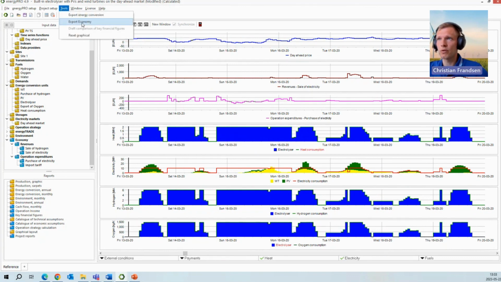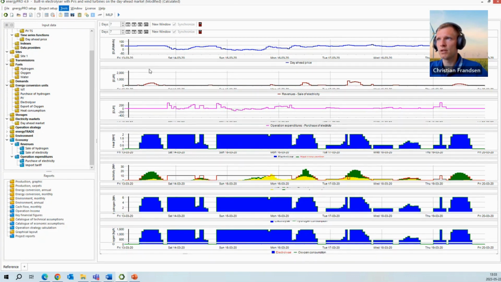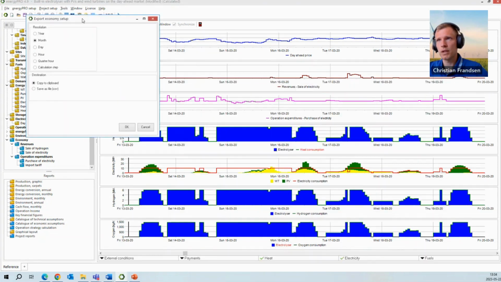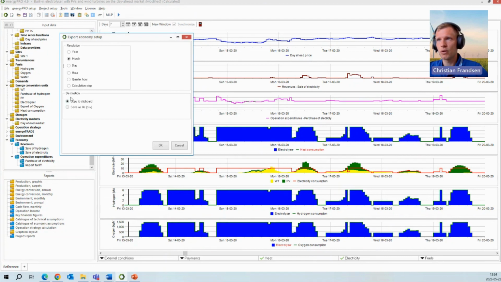Furthermore, you can also go to Tools and Export Economy, and here you have the option to decide in which resolution, for instance, every hour, and you can copy to clipboard the economy hour by hour and put it, for instance, into Excel.